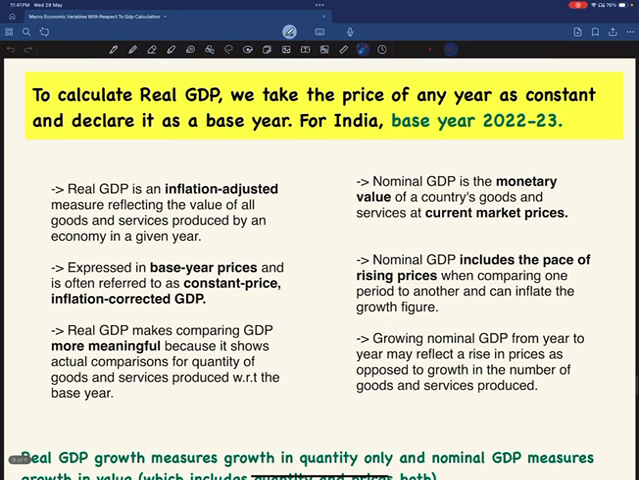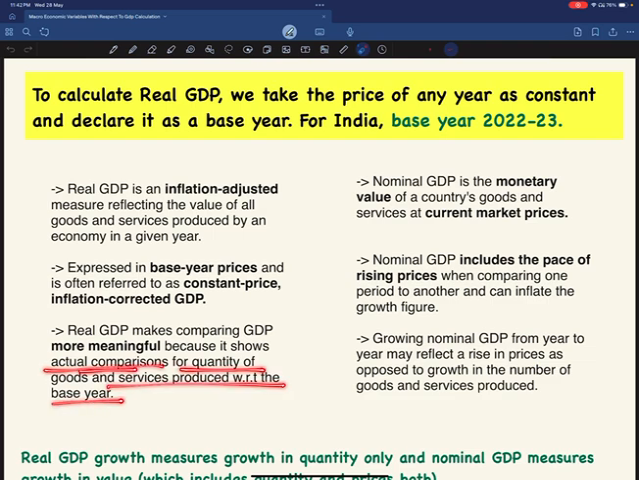So real GDP needs a base year. The base year price is also called the constant price. According to that constant price, the value addition of subsequent years is calculated with respect to the base year. So it makes comparing GDP more meaningful, because it shows the actual comparison of the quantity of goods and services produced with respect to the base year.